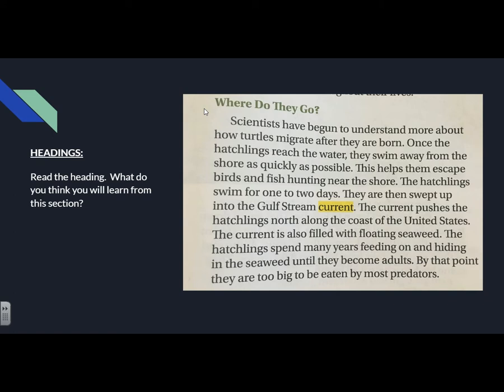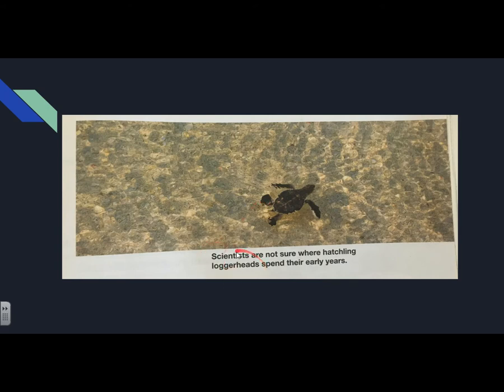All right, so this paragraph tells me where the hatchlings go after they are born. They're born, they struggle to get to the water, and they finally reach the water, and then it tells us what happens. Well, they go into the Gulf Stream current, and then they hang out in seaweed until they're old enough and big enough to not be eaten by predators. It says scientists are not sure where hatchling loggerheads spend their early years, so they don't really know how they stay safe or where they spend the first few years of their life.